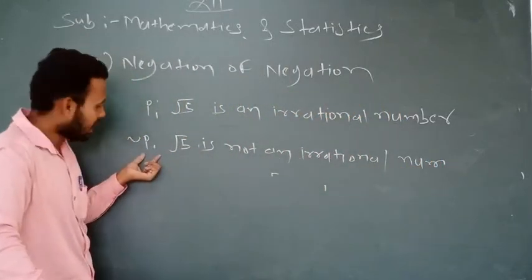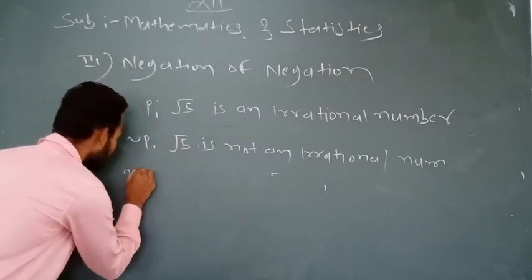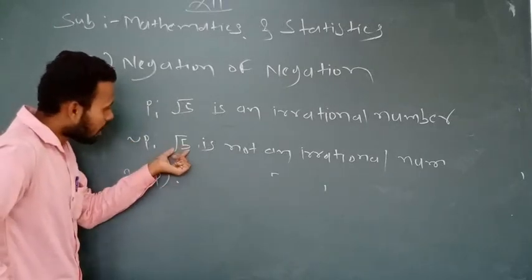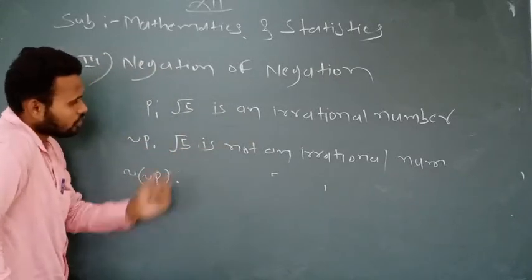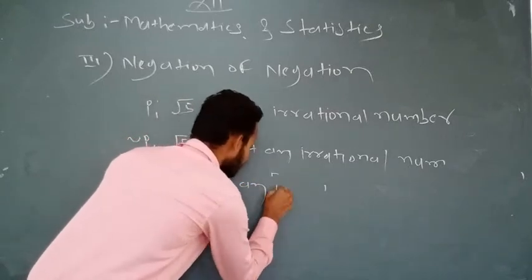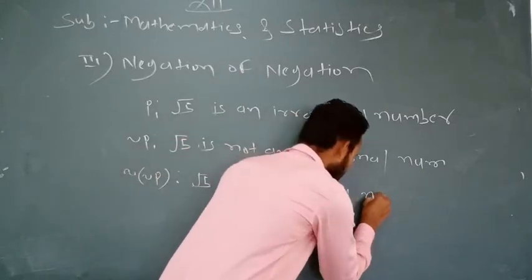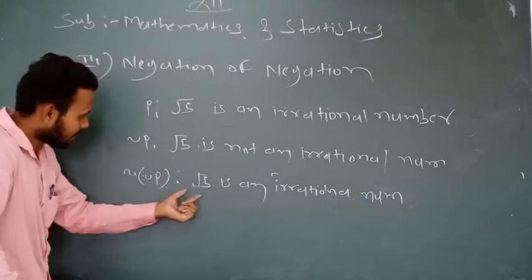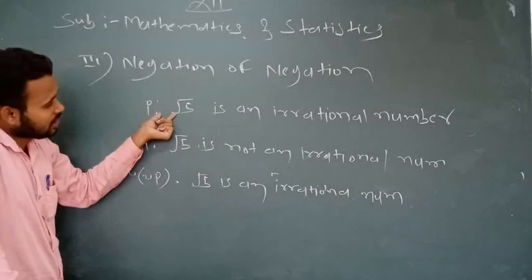If I take the negation again of that statement, the negation of P, which is "the square root of 5 is not an irrational number", its negation is "the square root of 5 is an irrational number". Which is the required statement P.